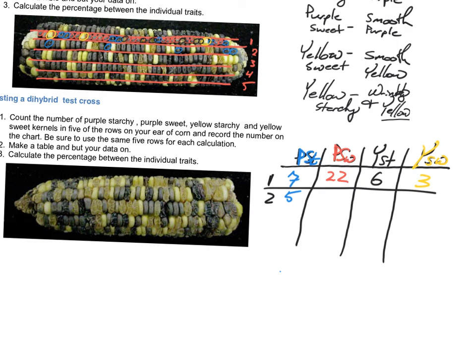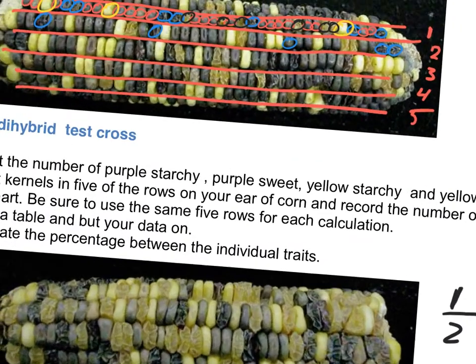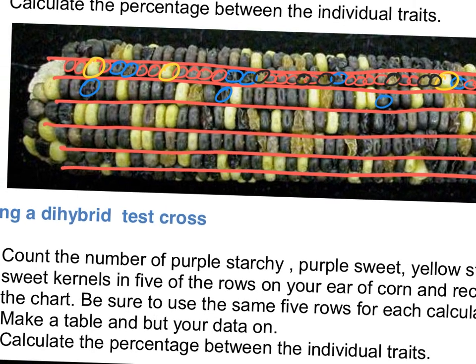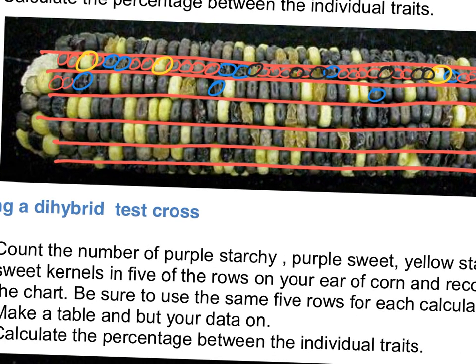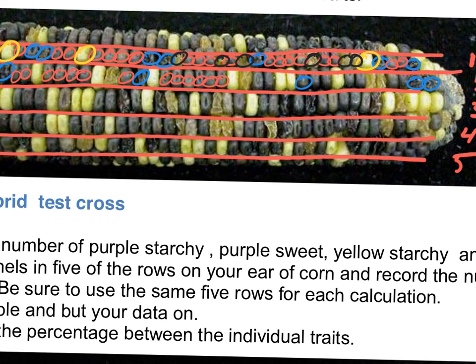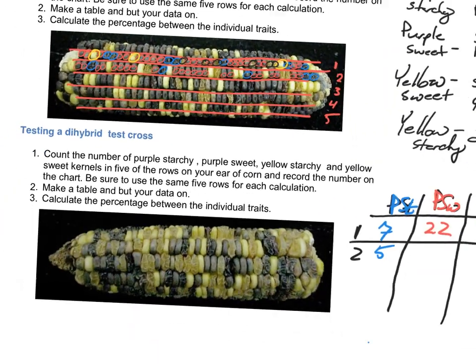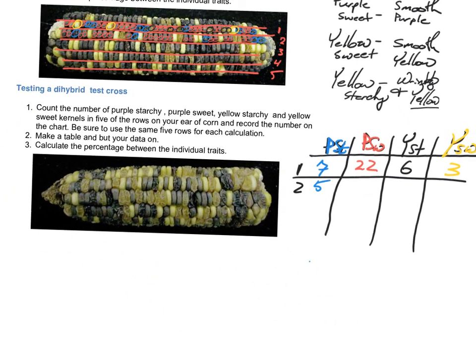There's 5. And then red ones. 1, 2, 3, 4, 5, 6, 7, 8, 9, 10, 11, 12, 13, 14, 15, 16, 17, 18, 19, 20, 21, 22, 23, 24. Are we okay with that? So there's 24 here.